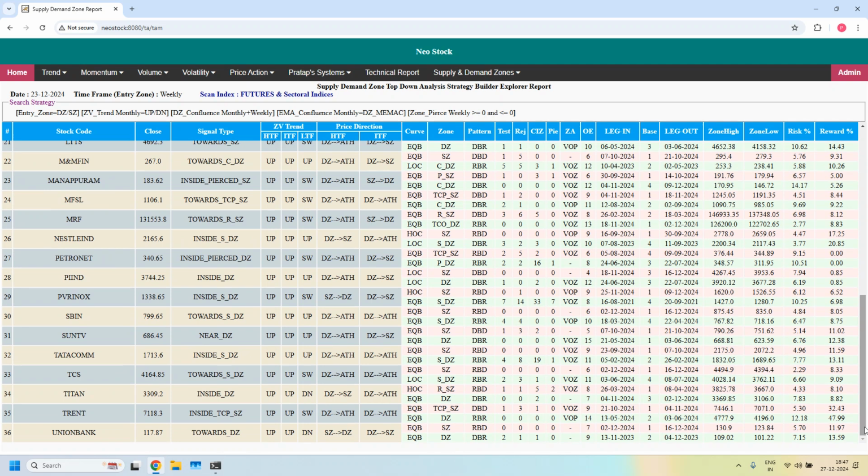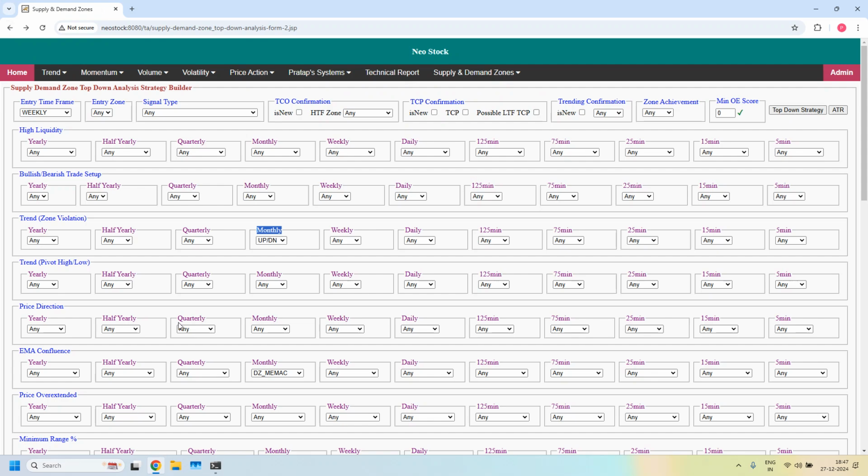Next, let us look for weekly, monthly and quarterly demand zone confluence supported stocks, and also having quarterly EMA confluence. Because the trend should be quarterly. Quarterly trend should be up or down, but not sideways. And EMA confluence should not be on monthly. So monthly I am removing, and quarterly. The quarterly demand zone having quarterly EMA confluence.